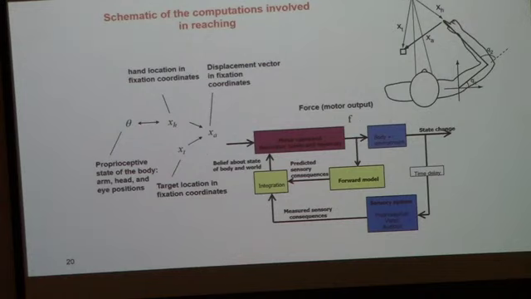Over here we have the same forward loop as we did before. The two things that feed into this are, one, your hand location, and two, the target location in fixation coordinates, which means relative position.